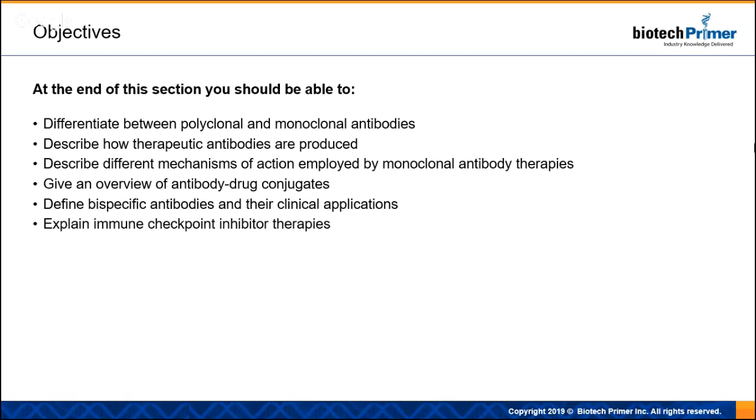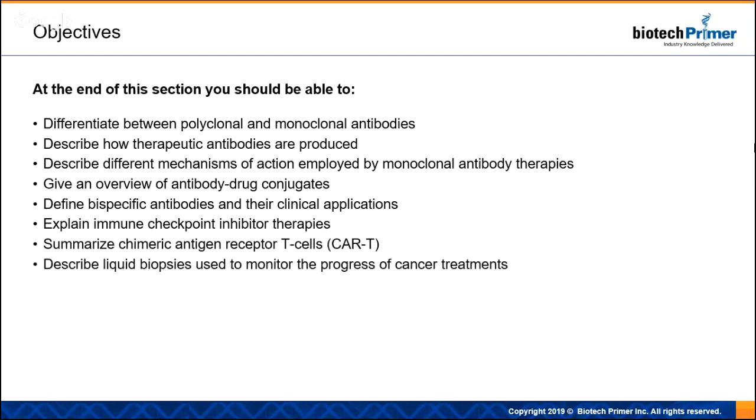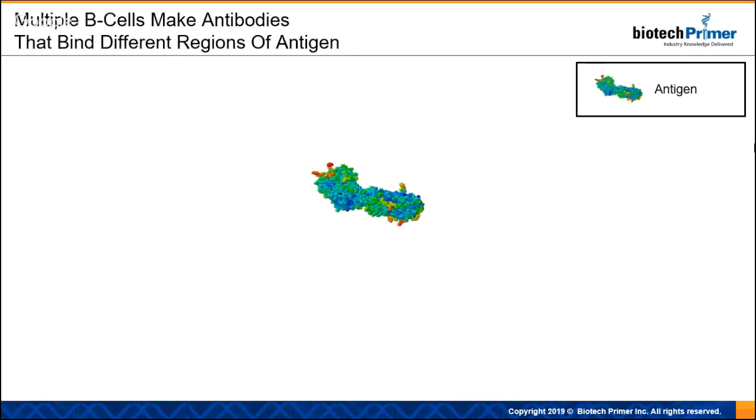We'll explain immune checkpoint inhibitor therapies, summarize chimeric antigen receptor T cells, and describe liquid biopsies that are used to monitor the progress of cancer treatments. First, though, we'll explain monoclonal and polyclonal antibodies.